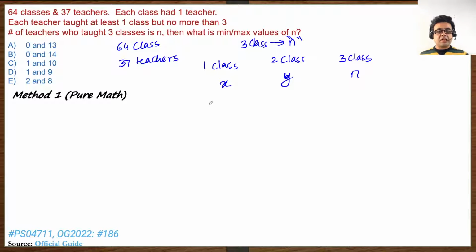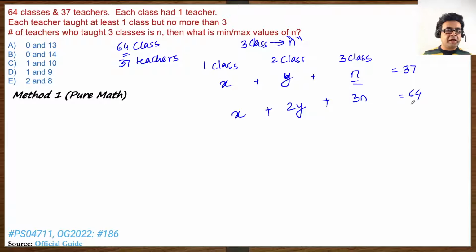Okay, so the total number of teachers given to us is 37, which means x plus y plus n is 37. The total number of classes given to us is 64. So since n teachers teach 3 classes each, this will be 3n classes. These guys teach 2 classes each, so this will be 2y classes. And these guys teach 1 class each, so this will be x classes. And this is equation number 2, right?